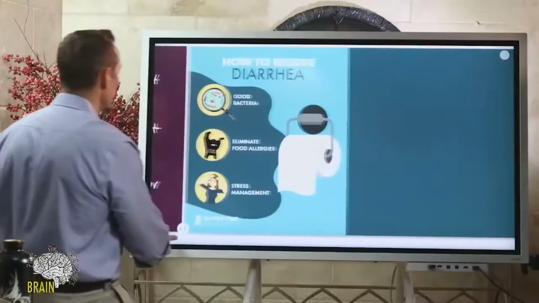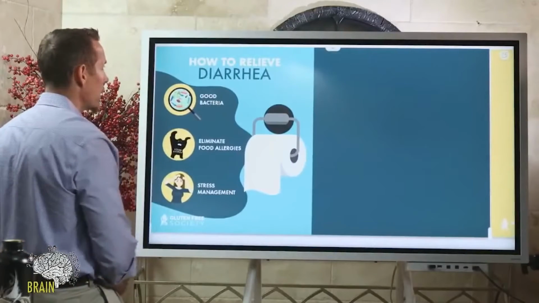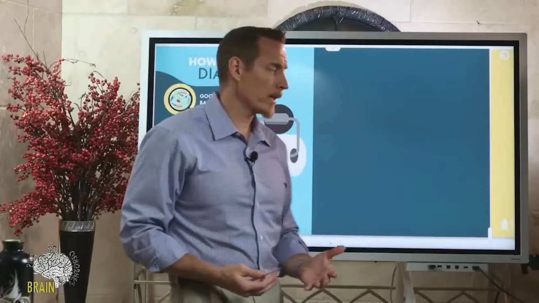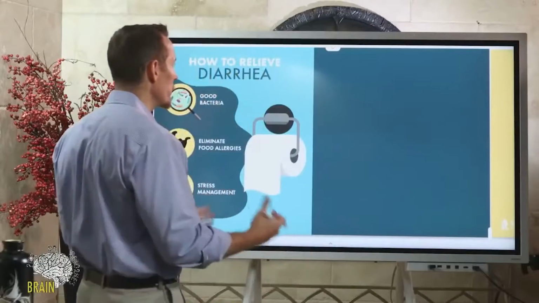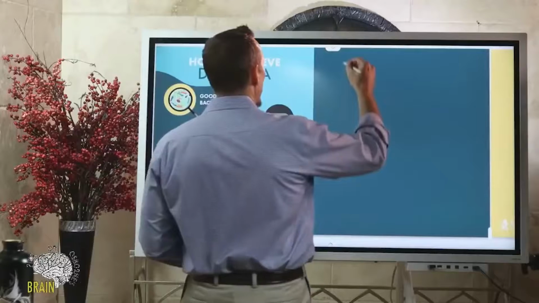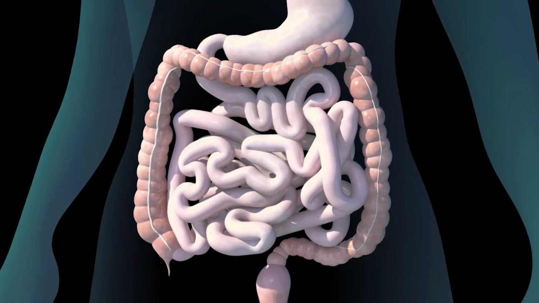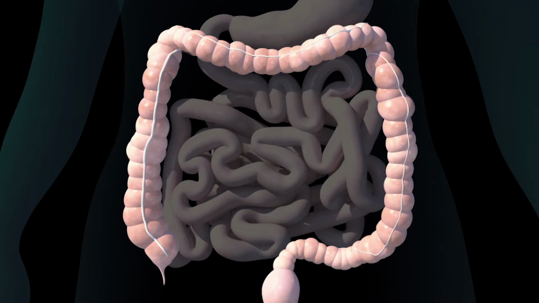Okay, let's talk about the flip side of constipation. Let's talk about diarrhea. Now, understand what diarrhea is. There are different forms of diarrhea, but ultimately, what is diarrhea? Diarrhea is an irritation to the bowels. So what your bowels are doing is they're dumping, right? They're getting rid of whatever is inside of you.